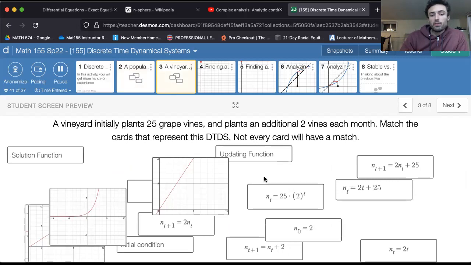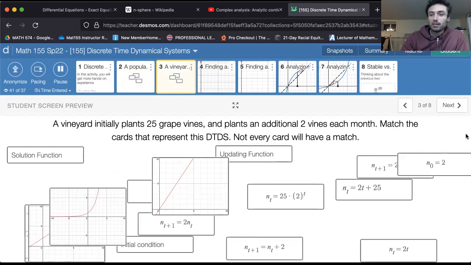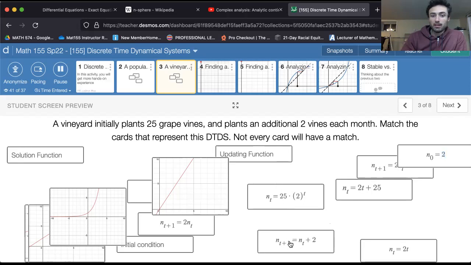I initially have 25 plants. Okay, do I see a 25 initial? No, but I see something that's not what I have, which is n0 equals 2. Okay, and I plant an additional 2 vines each month. So I'm thinking something like this. All right, so this is a line with slope 1 and y-intercept 2.